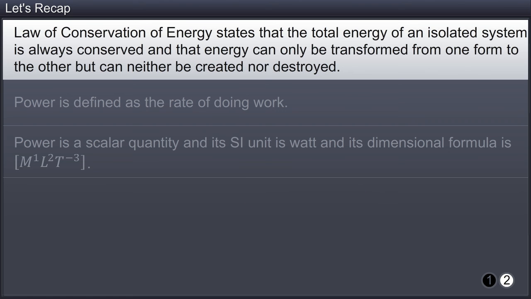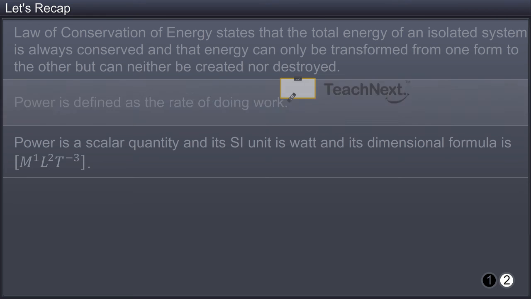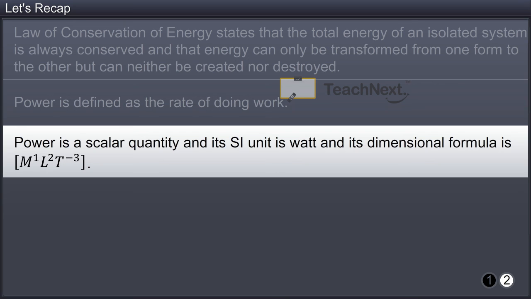Law of conservation of energy states that the total energy of an isolated system is always conserved, and that energy can only be transformed from one form to the other, but can neither be created nor destroyed. Power is defined as the rate of doing work. Power is a scalar quantity, and its SI unit is watt, and its dimensional formula is M^1 L^2 T^-3.